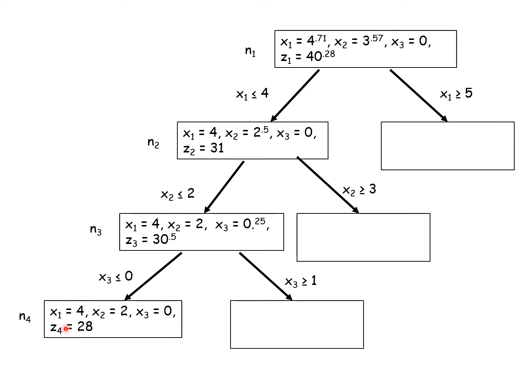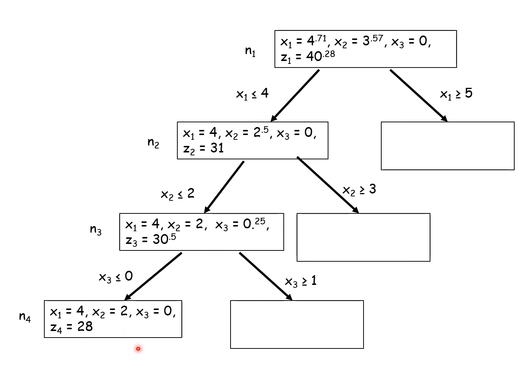The fourth problem that I solved, the solution came out to be x1 equal to 4, x2 equal to 2, x3 equal to 0. Perfect. All integer solutions. I'm not sure if it's optimal yet, but this is definitely a feasible integer solution for the integer problem. If I substitute this solution in the z function, I get z equal 28. So the first feasible integer solution is x1 equal to 4, x2 equal to 2, and x3 equal to 0 with z equal 28.